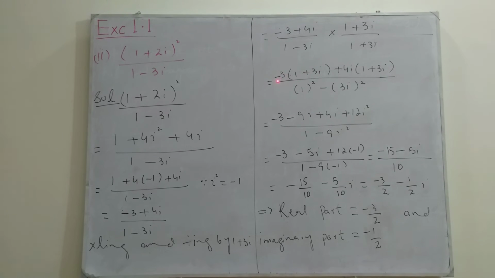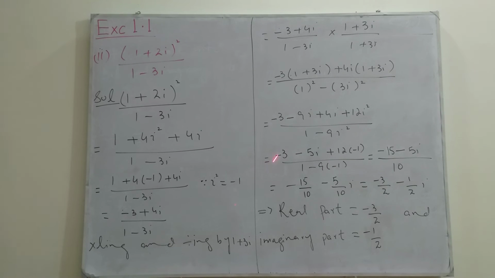Now it will become −3 into 1, −3 into +3i is −9i, 4i, 4 3s are 12i². And for the denominator 1 − 9i². Again putting the value of i² equals −1. So we have −3, −9i plus 4i gives −5i, here −1 times 12, and again for the denominator −1.